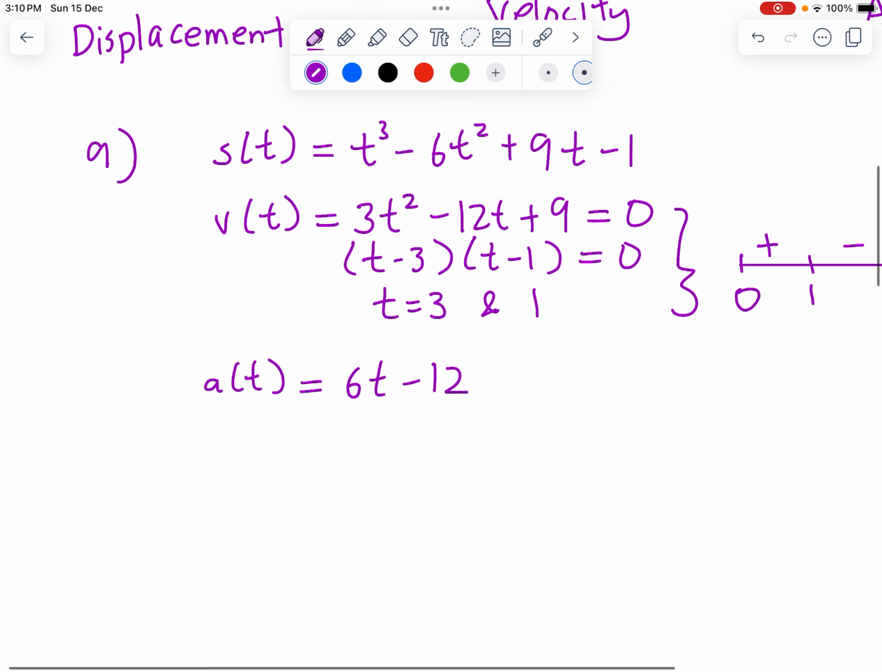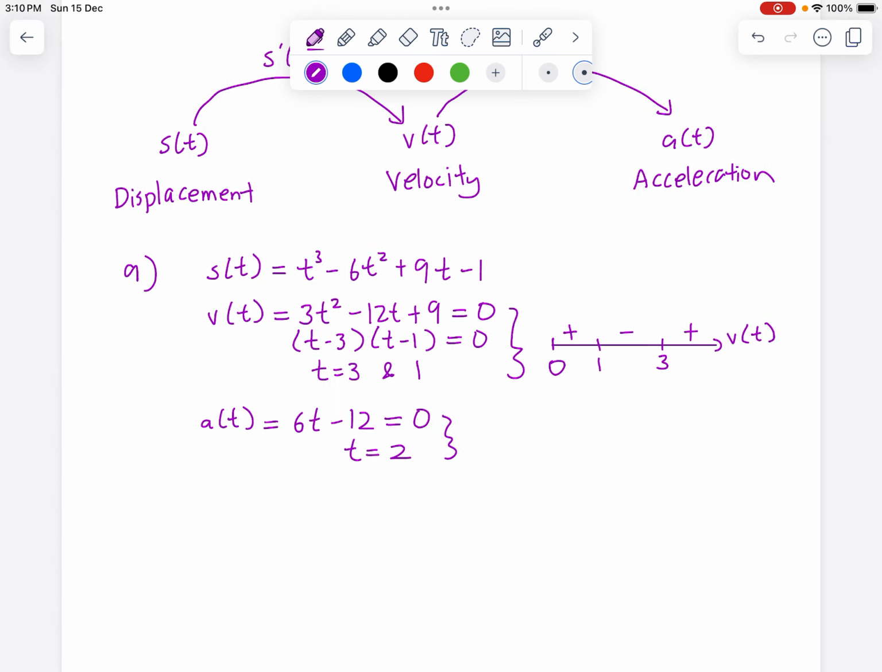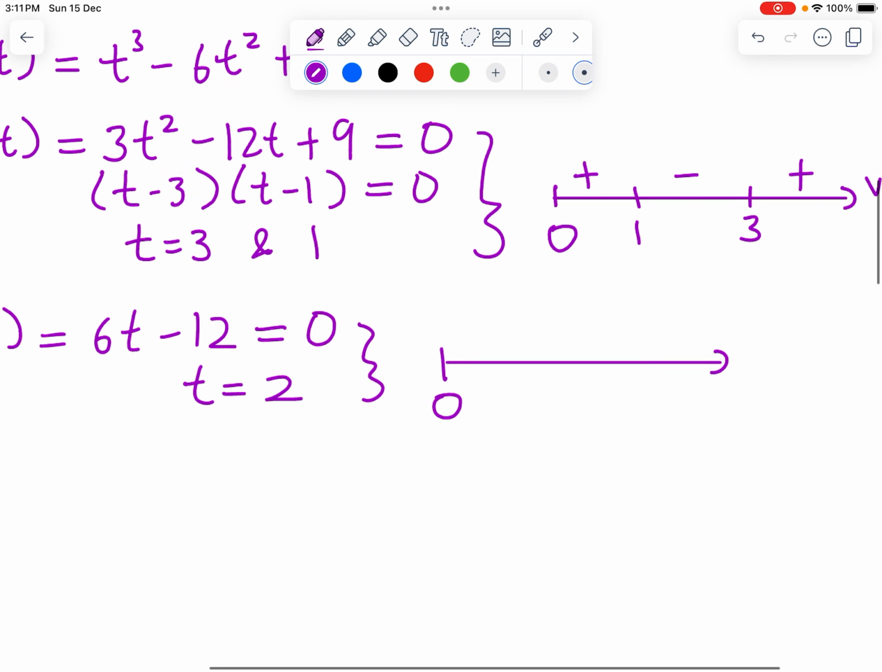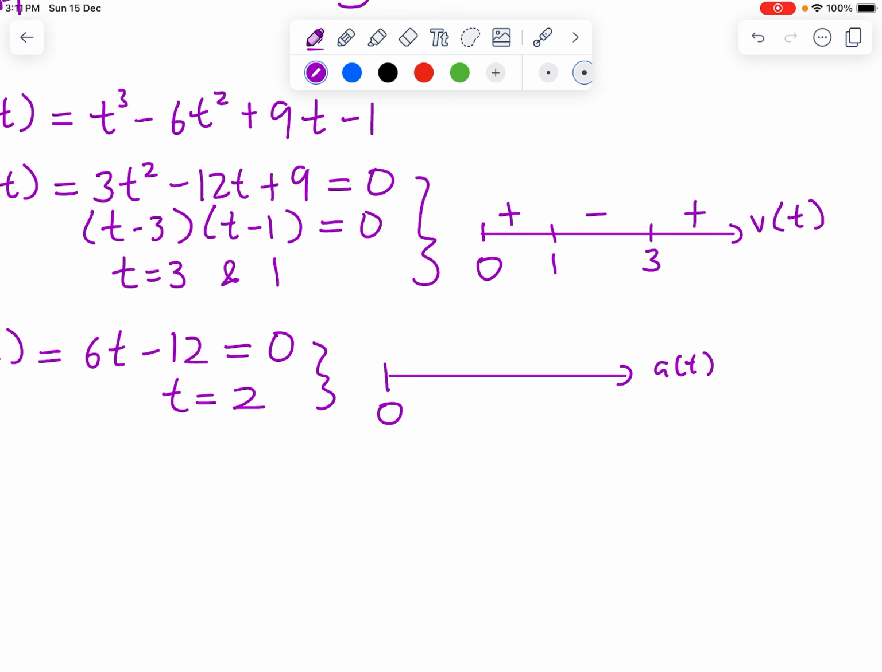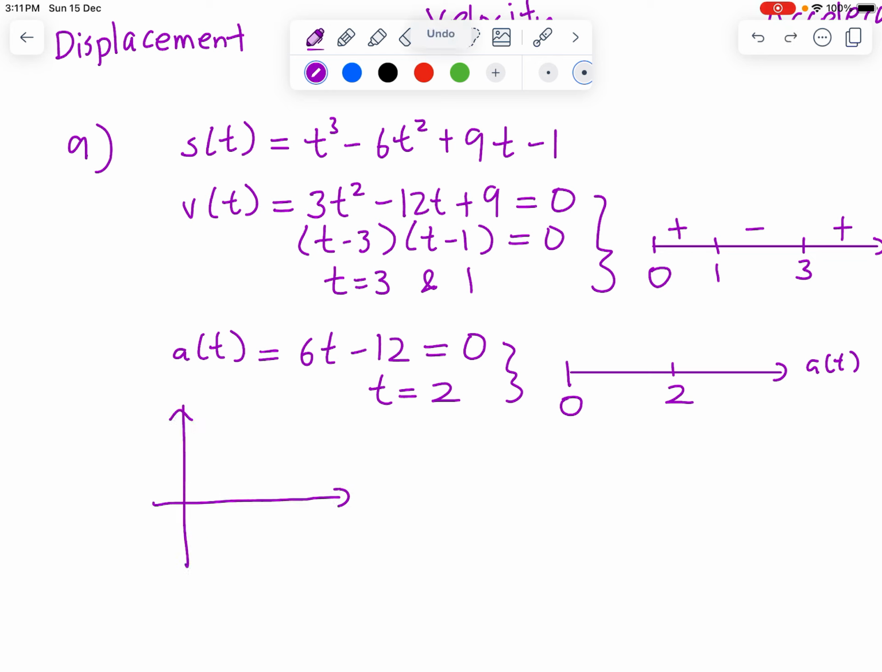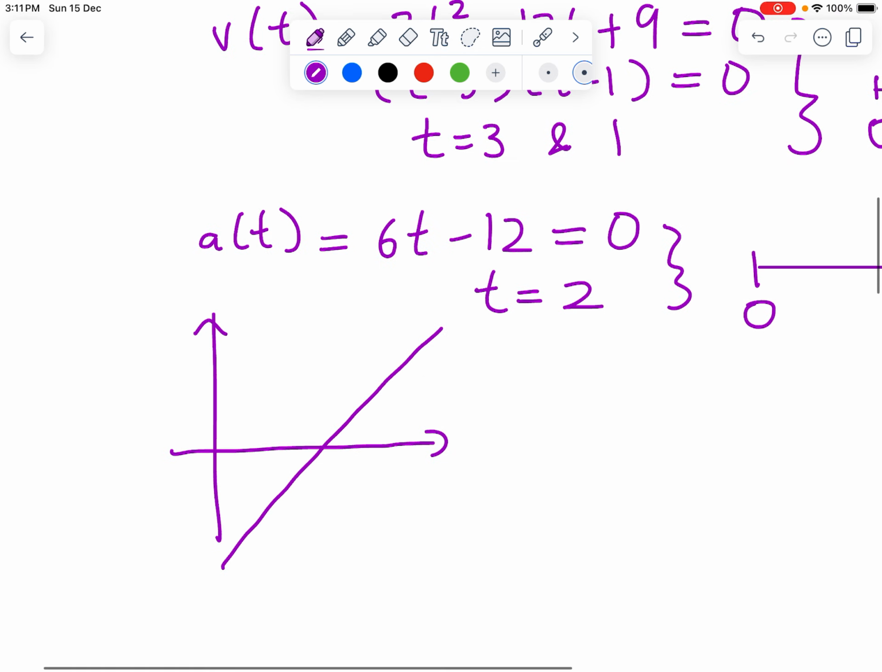And now for this one, a of t, we want to set it equal to 0. And when we do that, we get t equals 2. And again, let's try drawing a sign diagram. Make sure that we have 0 here because time cannot be negative. So we have the root 2, and it's up to you whichever method you use. Let's just do the method graphically. So we know that this is a linear function, and we know that 6 is a positive number, so it's upward sloping. And we have the root at 2.